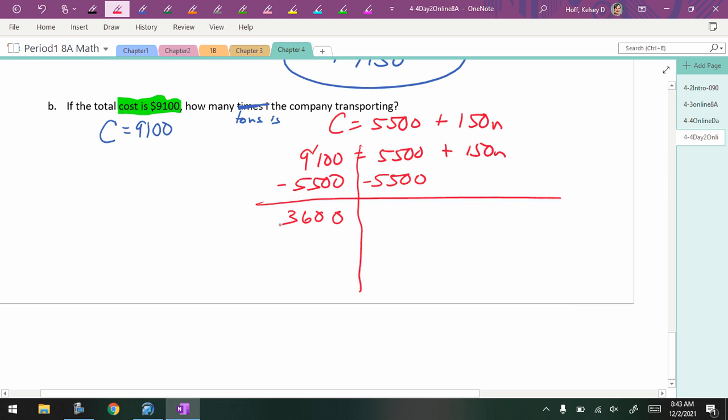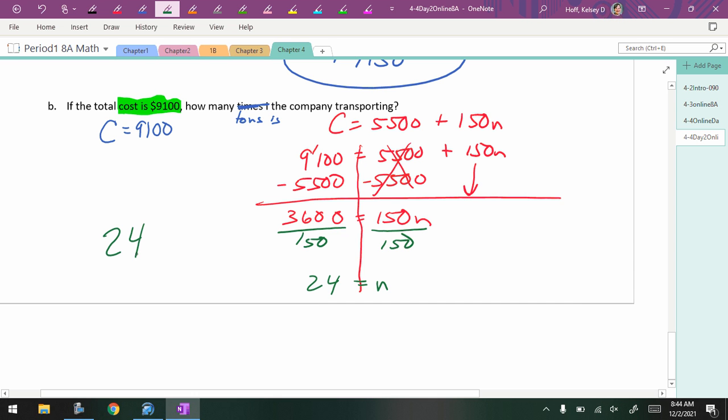Is it 3,600? Then I divide by 150. 24? Anybody else get 24? Yes. Label on 24. Tons. Tons.